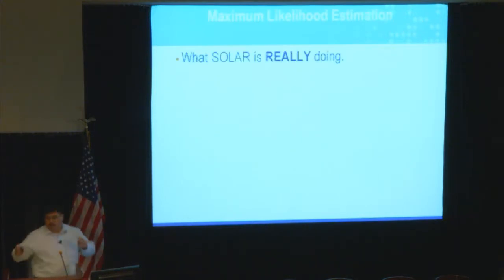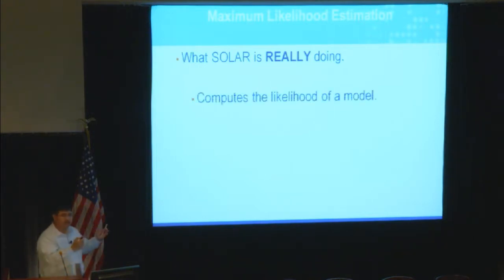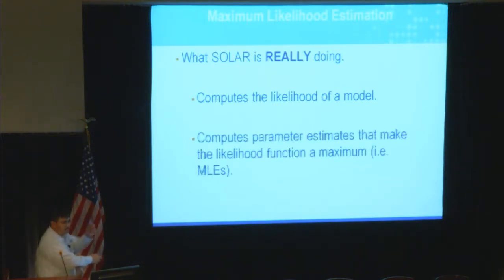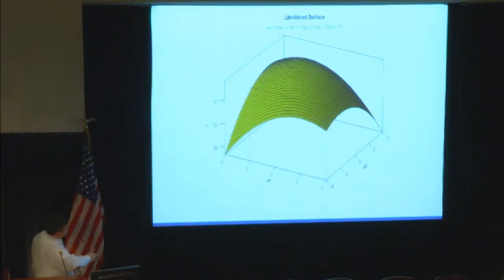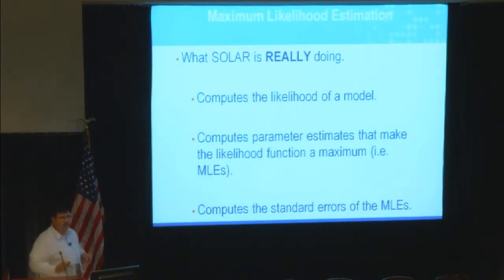All right, so SOLAR is really more than just a stats package. In particular, it's a maximum likelihood based statistical package, and it really does just 3 things. The first is that it computes the maximum likelihood for our model. It computes the parameter estimates that make the likelihood function a maximum, the parameter estimates under your model, and it computes the standard errors of the maximum likelihood estimates. By the way, from the likelihood, we can compute the likelihood ratio test statistic, and in that way make our statistical inference. The likelihood ratio test statistic is minus twice the difference of the log likelihood under the null hypothesis and the log likelihood under the maximized version of the model.